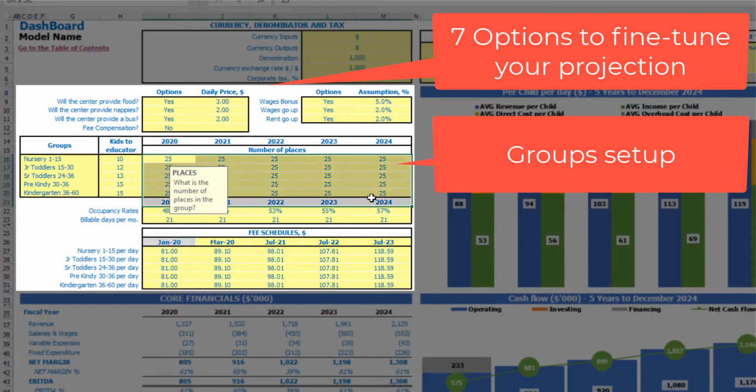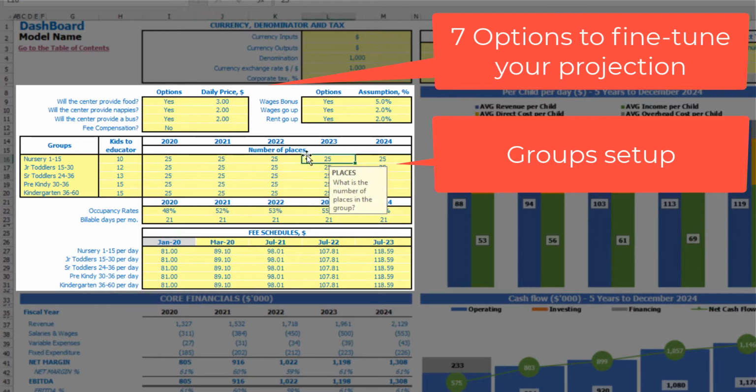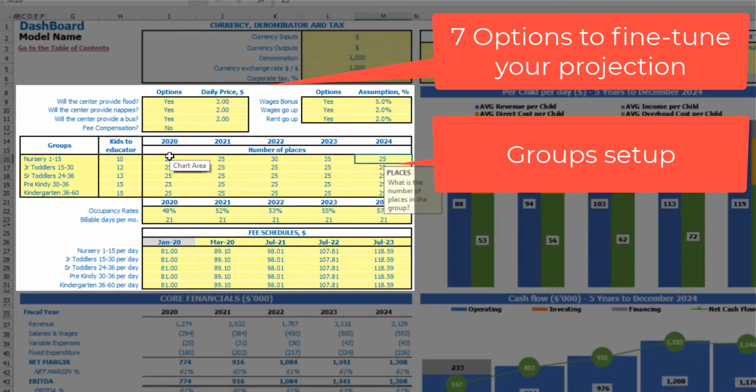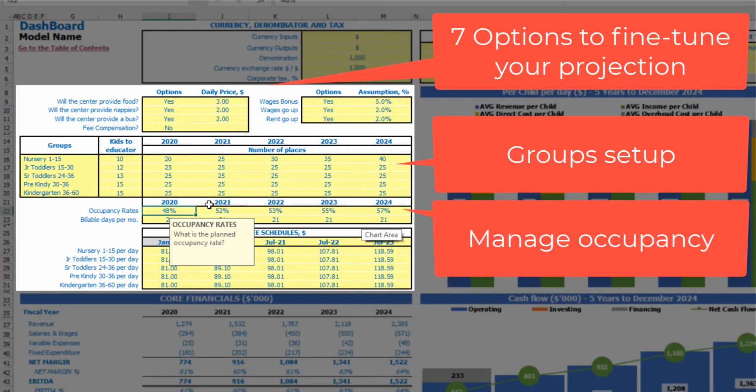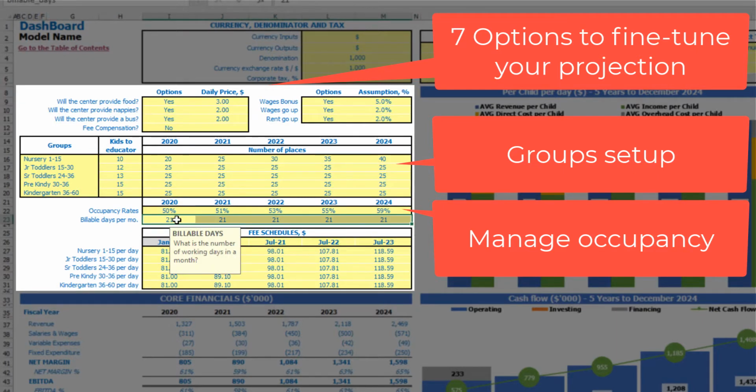You have the number of places in this group as well. It can be changed year over year, for example 20, 25, 30, 35, 40. You have different occupancy rates across the years, so you can say in the first year you have occupancy of 50% for these places, and the next years it will be 51, 53, 55, 59, for example. Additionally, you have billable days per month, in other words, how many days per month these groups will work. Let's say it's 22 days, for example, across all the years.